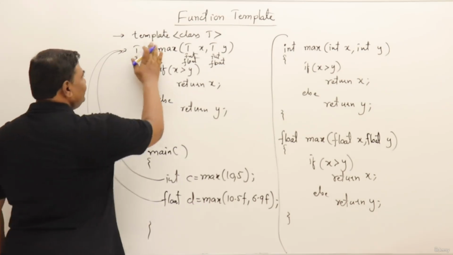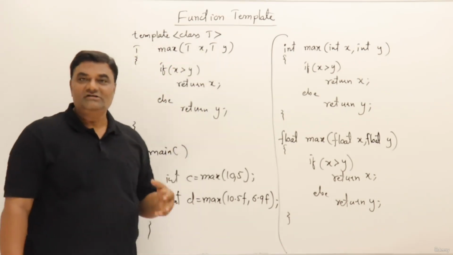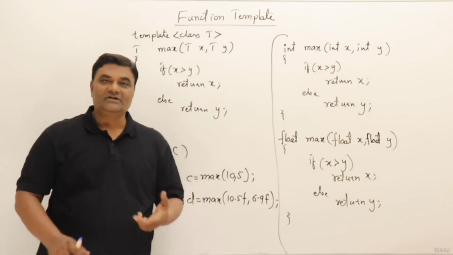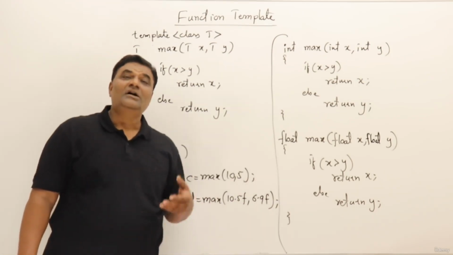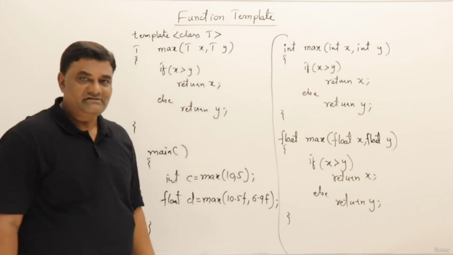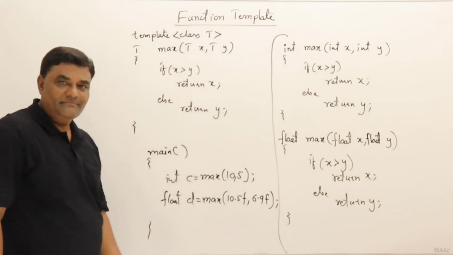So I'll just remove this. You can see it clearly. So this template function will not just work for integer or float, but it works for any data type you pass, or even if you pass the objects of your classes. So this works perfectly for any type of data.